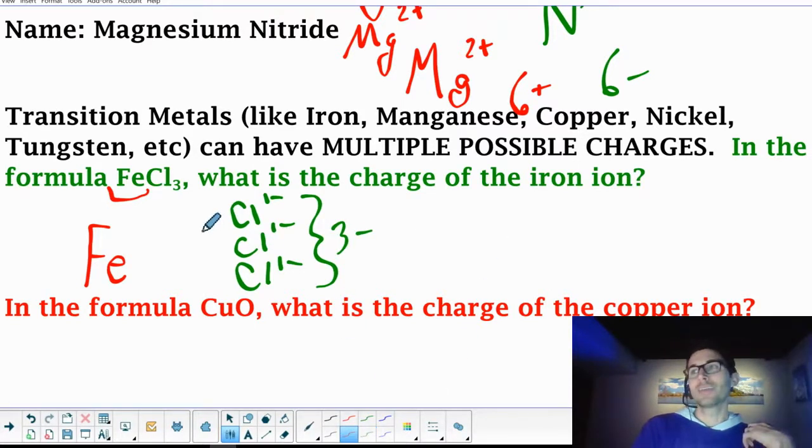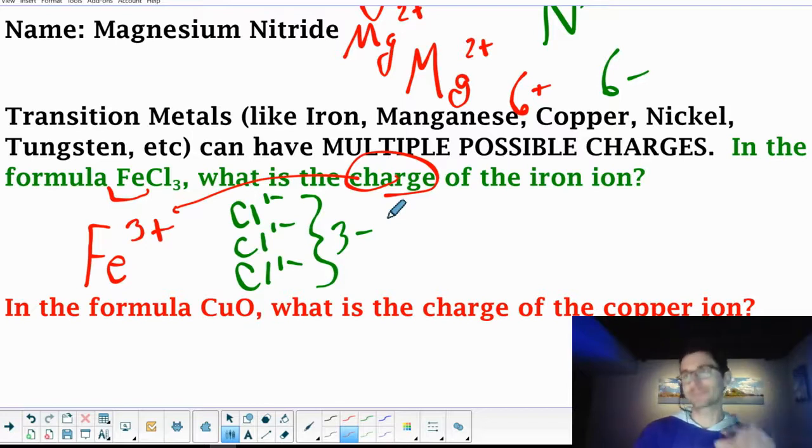Like we've talked about earlier, charges have to balance. It's a fact. It needs to happen. So if all of the chlorines add up to -3, and we only have a single iron here, the charge has to be +3. No way about it. If it's a +2, it won't be balanced. If it's a +1, it won't be balanced. +4, it won't be balanced. So the +3 is the only way to make it work in this compound.